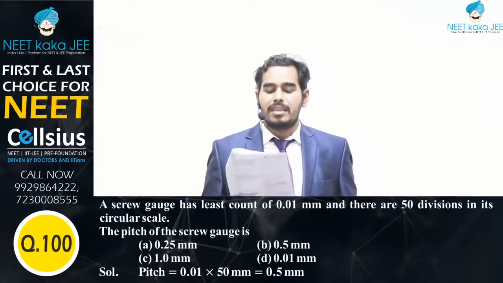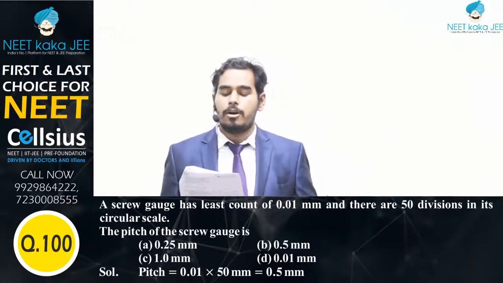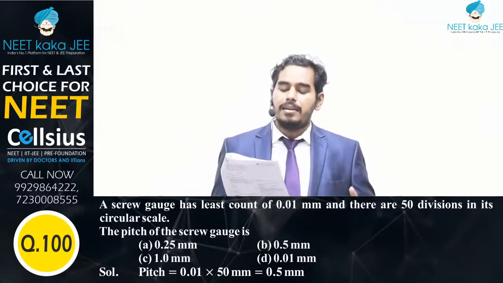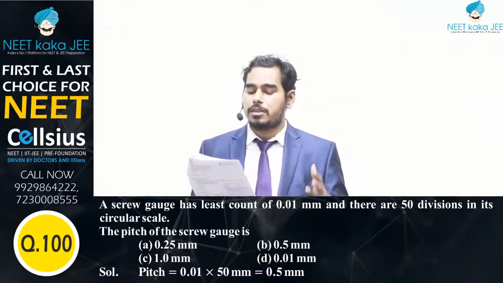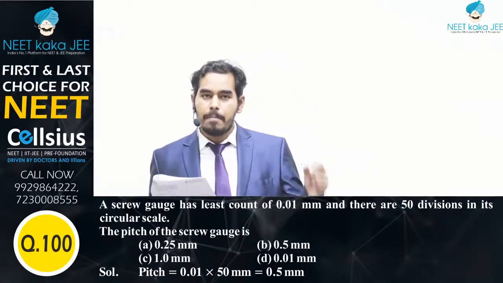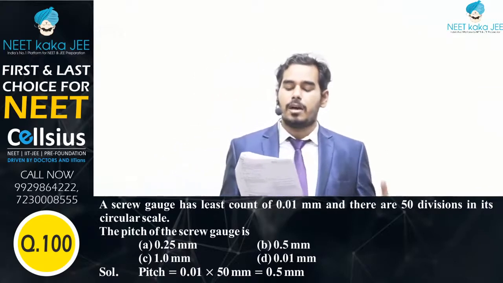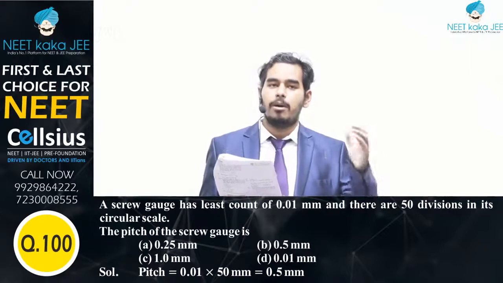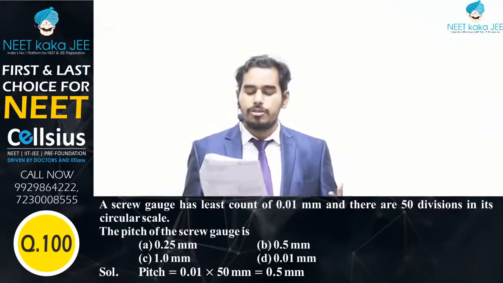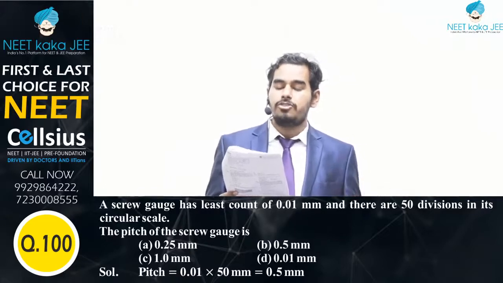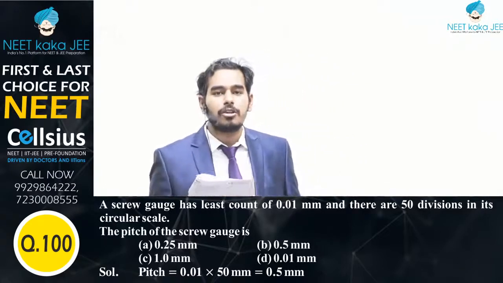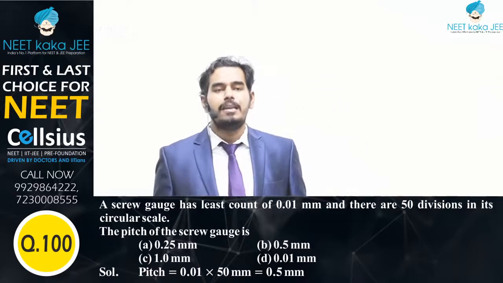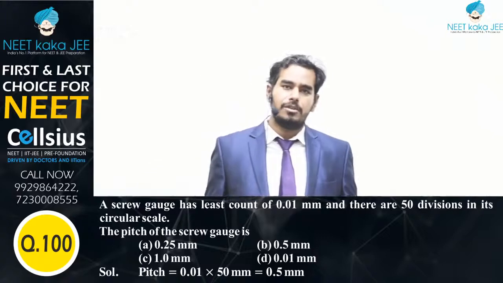The next question is, a screw gauge has least count of 0.01 millimeter and there are 50 divisions in its circular scale, and our aim is to calculate the pitch of this screw gauge. So basically what is the least count? You know the formula for least count, that least count is equal to pitch upon number of divisions on the secondary scale. So basically pitch will be equal to least count into number of divisions on the secondary scale. So pitch is 0.01 into 50 millimeters, so it is equal to 0.5 millimeters. So it is as simple as this.